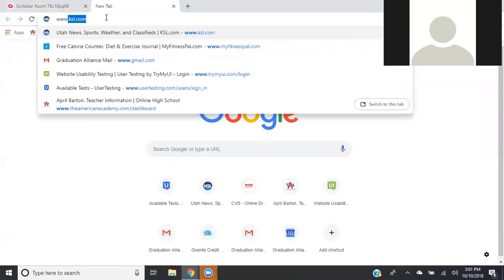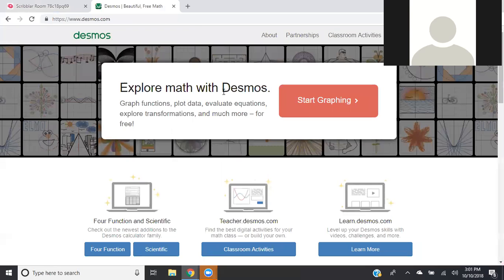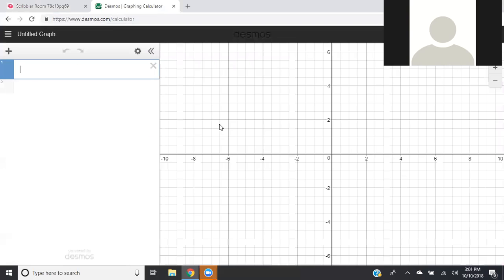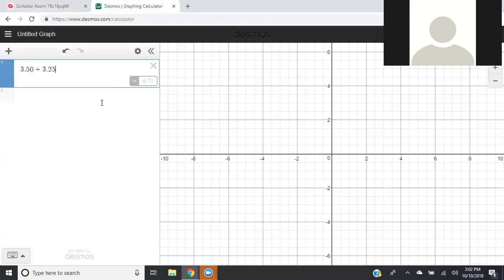Let me pull up a calculator. Well, the last one might not be $3.25. It might be something different. I know the first one would be $3.25. Okay, so $3.50 plus $3.25 is $6.75. So the first one is $3.25. What about the second one? The next one, they're only adding $3. Only adding $3. So $6.75 plus $3 gives us the $9.75.